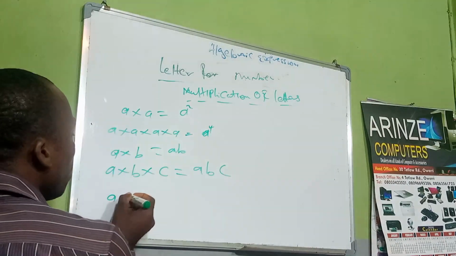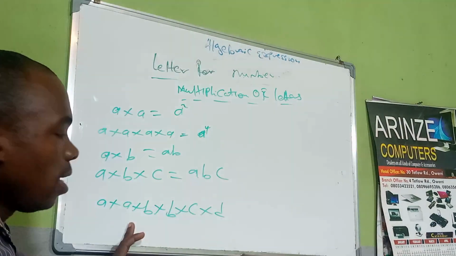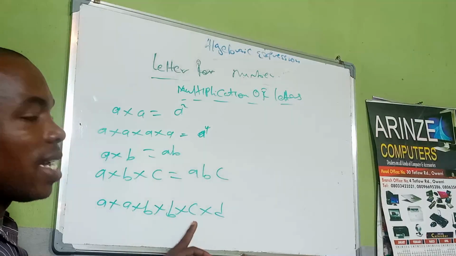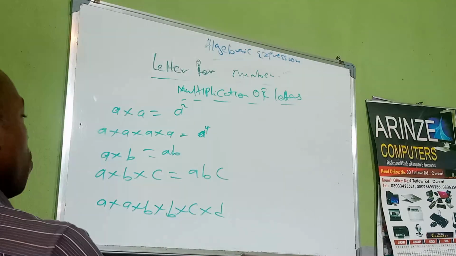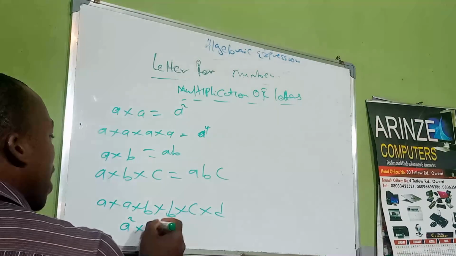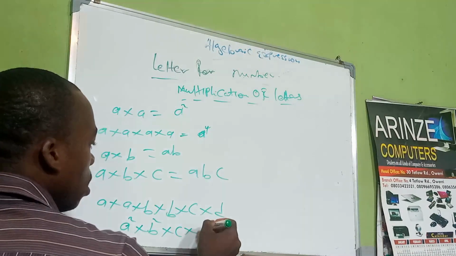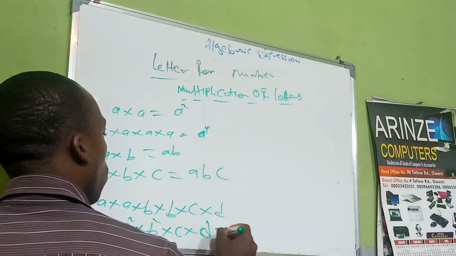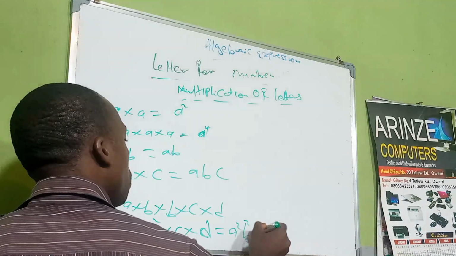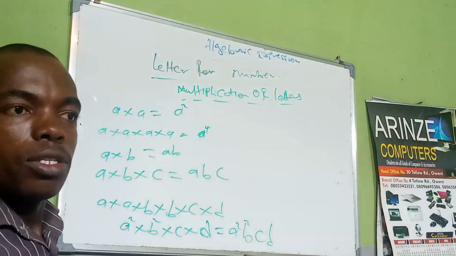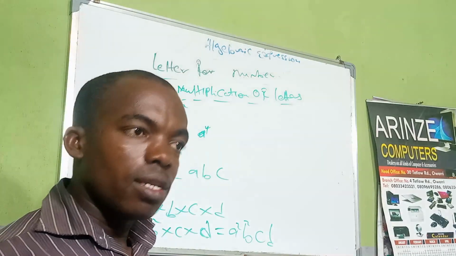Now watch this one. If I have A times A times A times B times B times C times D, this will now be A raised to power 2 times B raised to power 2 times C times D. Do you understand? It now equals A raised to power 2, B raised to power 2, C, D.